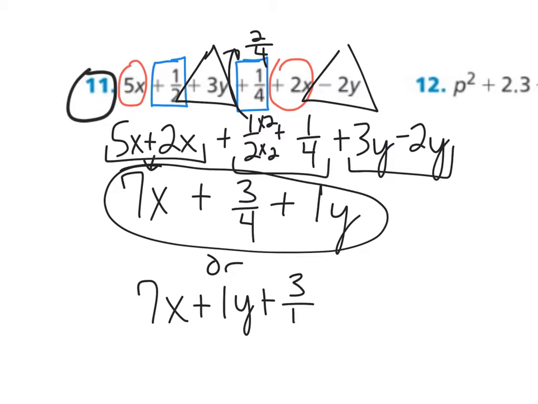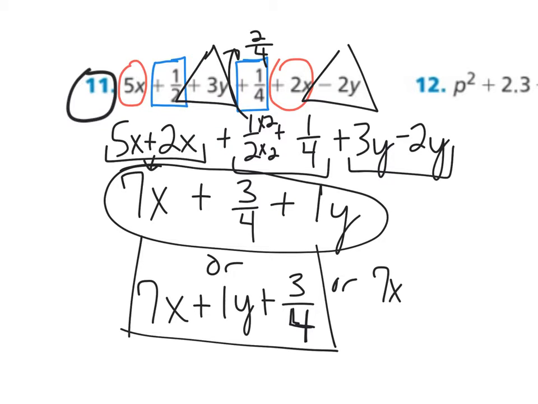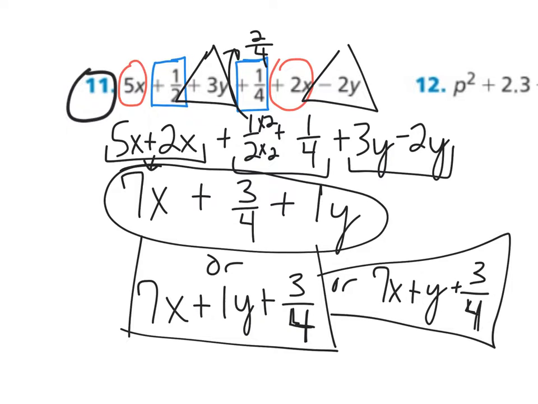remember too, if you have them in a different order, as long as you have the correct sign next to your term, you're allowed to do that also. So for example, 7x plus 1y plus 3/4 would be the same. Also, you don't have to put the 1 in front of the y. Most people like to put it there. But technically, if you multiply something by 1 it doesn't change it. So 7x plus y plus 3/4, for example, would also be an equivalent answer.